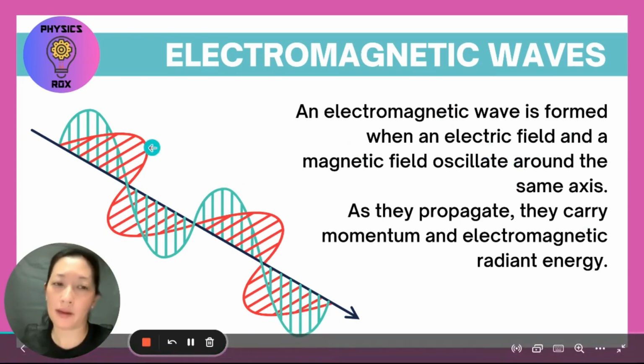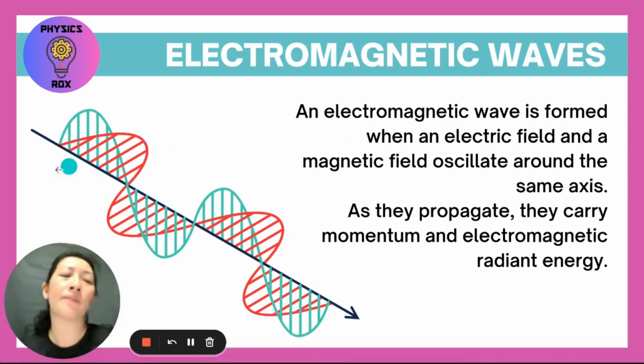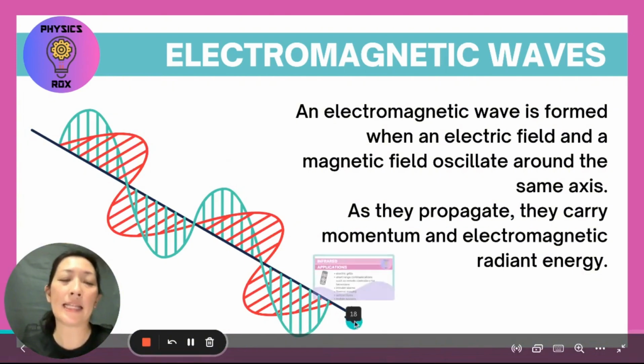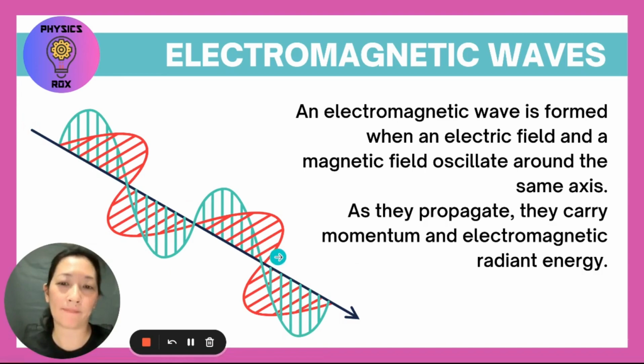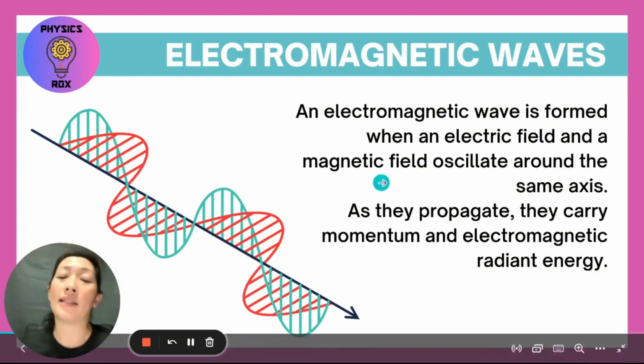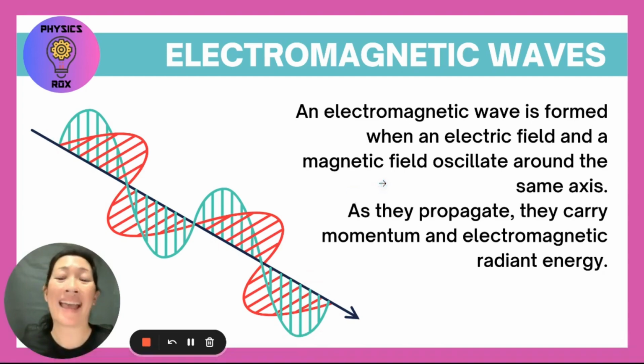So referring to this diagram here for clearer visualization, the black line here represents the axis, which is basically the direction of travel of this wave. So you can see over here, you've got two fields that are oscillating perpendicular to each other. You've got one wave going up and down, and one wave moving left and right. So one wave is electric and one wave is magnetic. Which one is which? It doesn't matter. But you can see that based on this diagram, both of these are oscillating around the same axis. Now, as these fields propagate, they carry momentum and electromagnetic radiant energy.